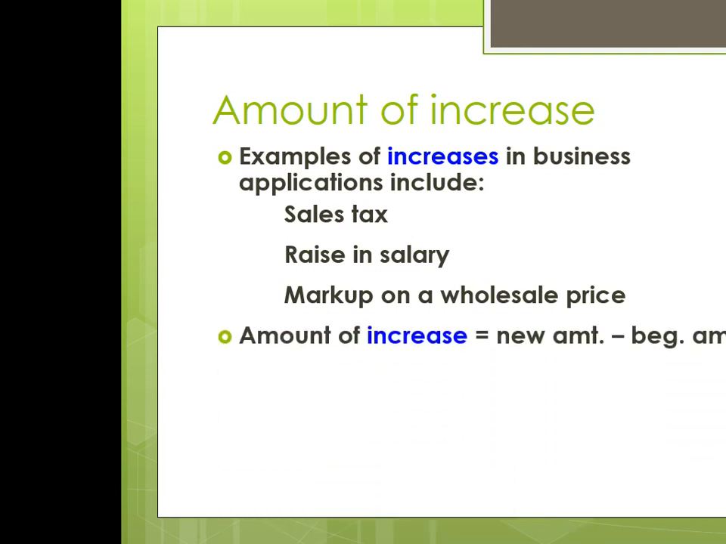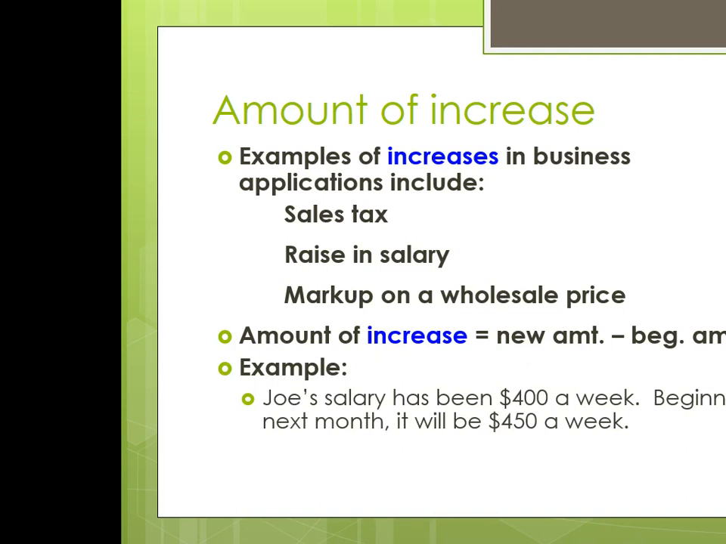Okay, if you want to figure out how much it was marked up, so that's called the amount of increase, all you have to do is take how much it ends up costing minus how much it was originally. So that's how you find the amount of increase. So if Joe's salary has been $400 a week, beginning next month it will be $450 a week. So if I want to figure out the amount of increase, I just figure out the difference between the two. So it's just going to be 450 minus the 400. So the new amount minus the old amount. So the amount of increase is $50 a week.